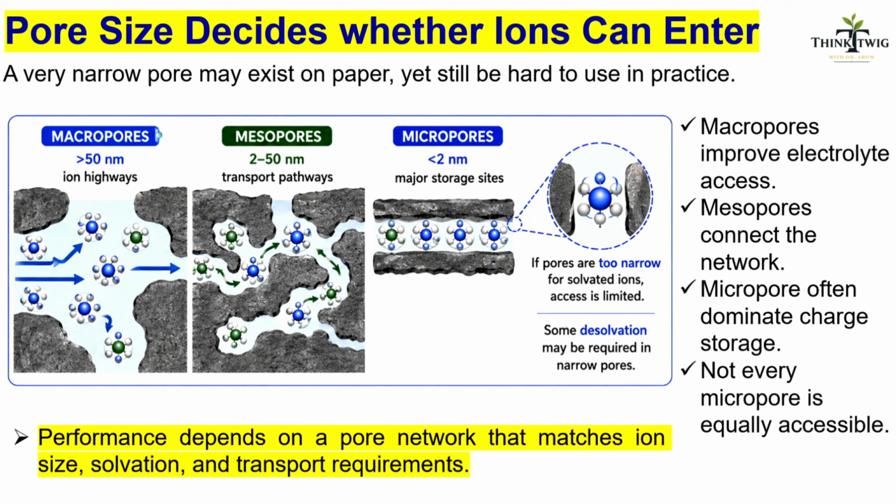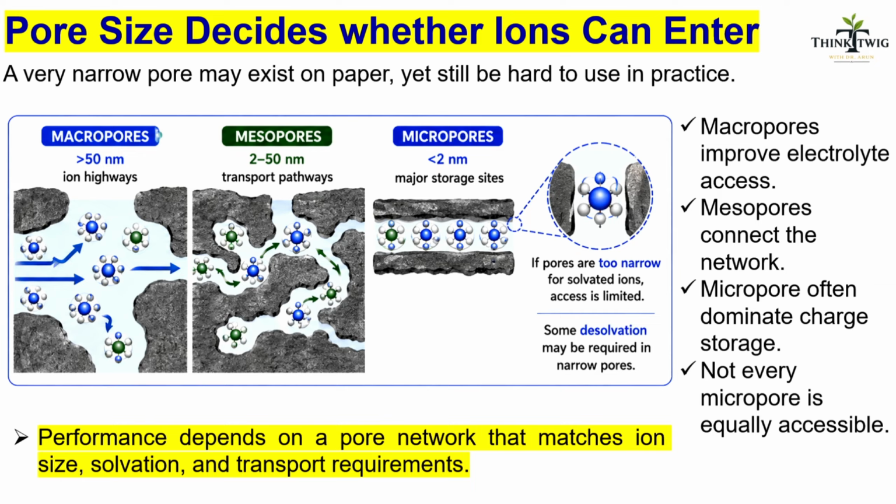And this gives us an important rule. It is not that bigger pores are always better, and it is not that smaller pores are always better. The real idea is that the pore and electrolyte must match. Ion size matters, solvation matters, pore entrances matter, and the transport pathway matters.